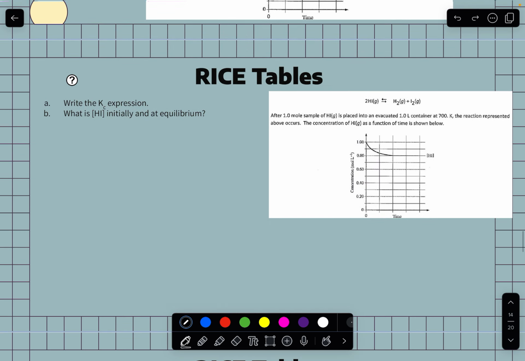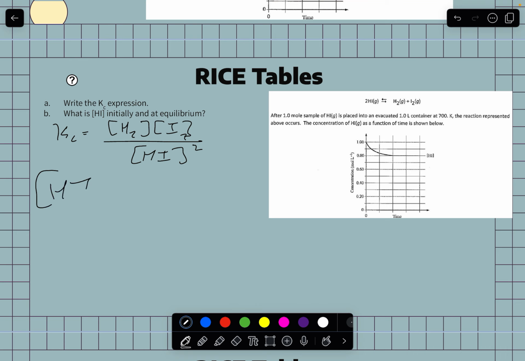Okay, so starting with A and B, our Kc expression. Kc is equal to, remember, our products divided by reactants. So we have our H2 and I2 for our products, divided by the HI squared. Then it's asking us what is HI initially and what is it at equilibrium. So HI, I'm going to put an i on the bottom for initial, and then HI eq for equilibrium.